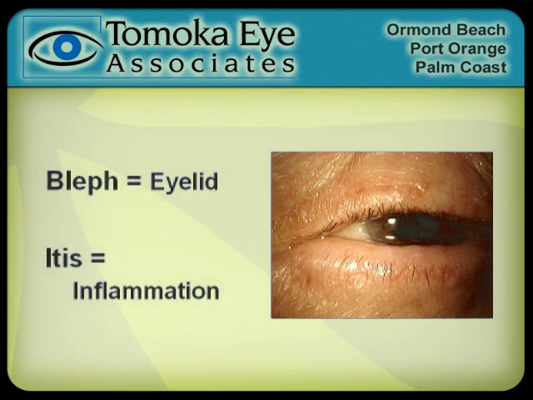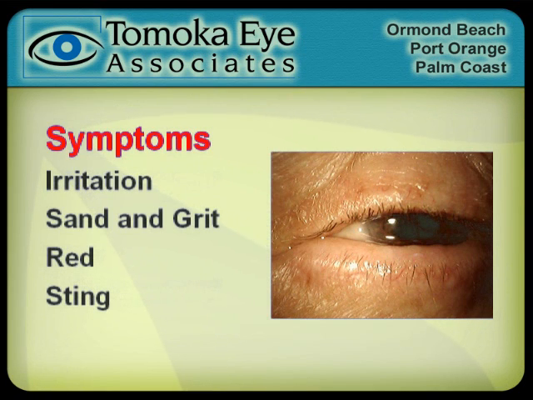What is blepharitis? Basically, bleph means eyelid. Well, that's pretty simple. Itis means inflammation. For example, people who have arthritis have an itis, an inflammation in their arthro, in their knee. Well, blepharitis is something similar. It's basically inflammation inside of the eyelid. Blepharitis. Very common. And what are the symptoms?